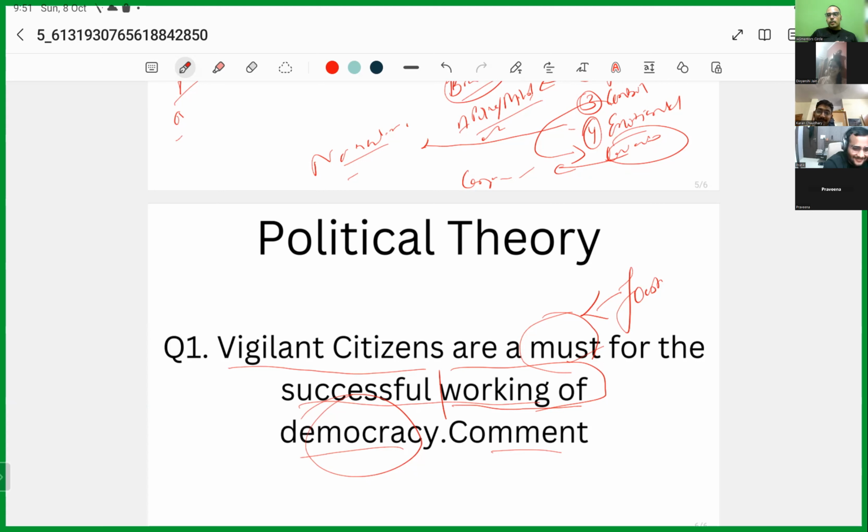So successful working of democracy means those institutions should be working successfully, just like our ED is working. CBI working according to the Supreme Court case, parrot. Now when these institutions are working, only then vigilant citizens can support.